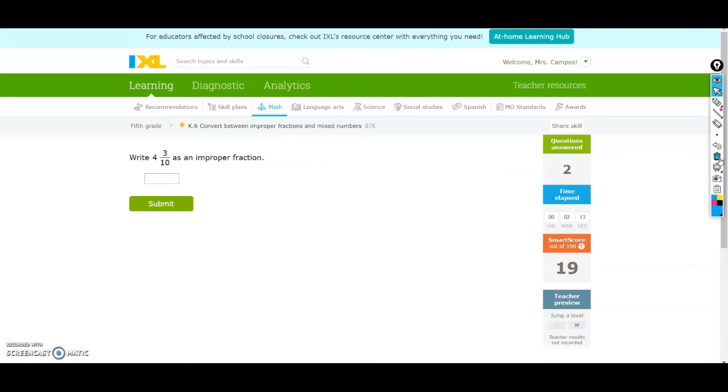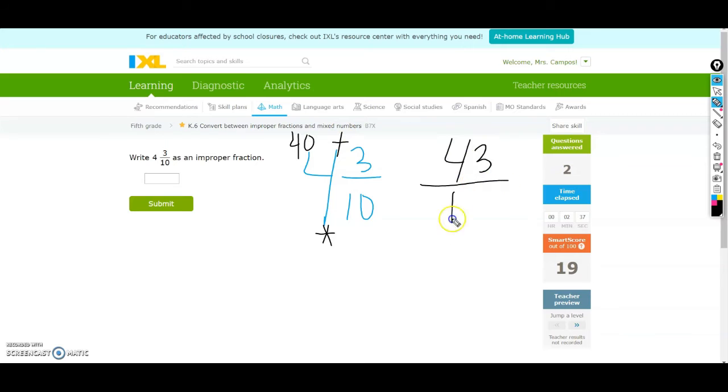Okay, this one says write 4 and 3/10 as an improper fraction. So we have 4 and 3/10. So we're going to take the denominator times the whole number. Well, I started writing it down there. Let's write it up here. 40 plus the 3 is 43. And what's the denominator? 10. So we're going to do 43/10.